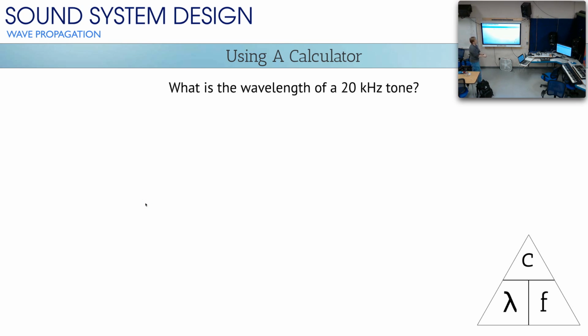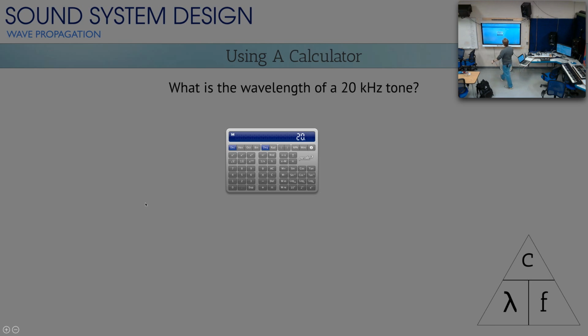Another one with calculator. What is the wavelength of 20 kilohertz? Well, what's the formula to figure out a wavelength? Wavelength equals speed of sound divided by frequency. What's speed of sound? 1,130 divided by frequency. What's our frequency? 20,000, right? Not 20, 20,000, because I said 20 kilohertz. So 20 with 3 more zeros for 4 zeros total.